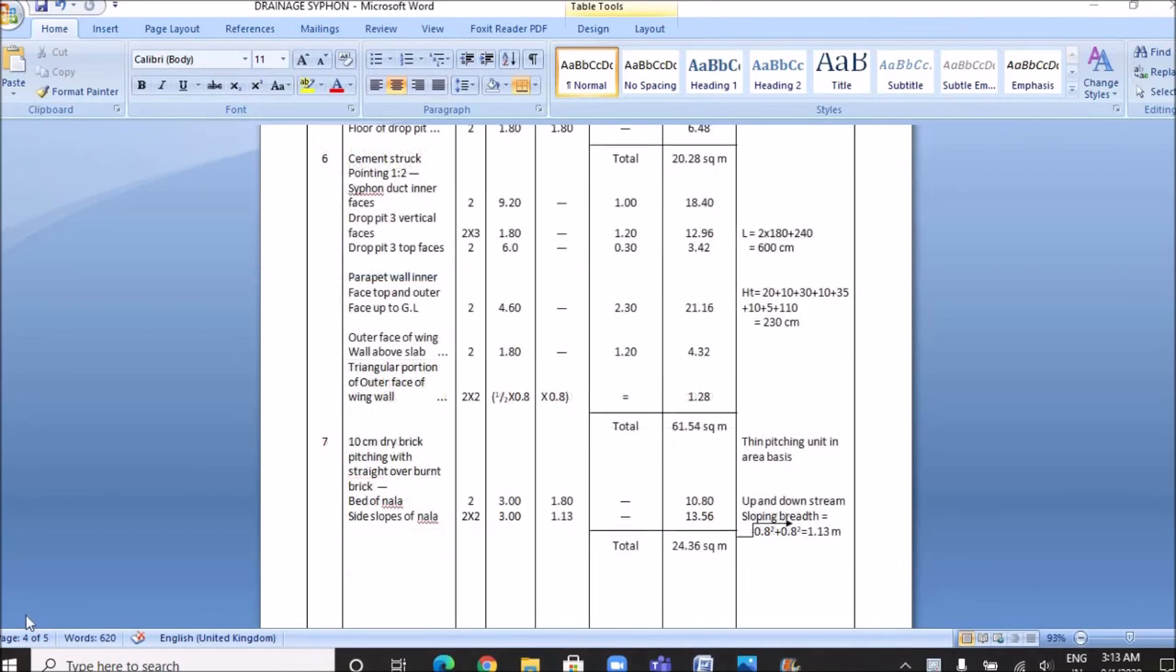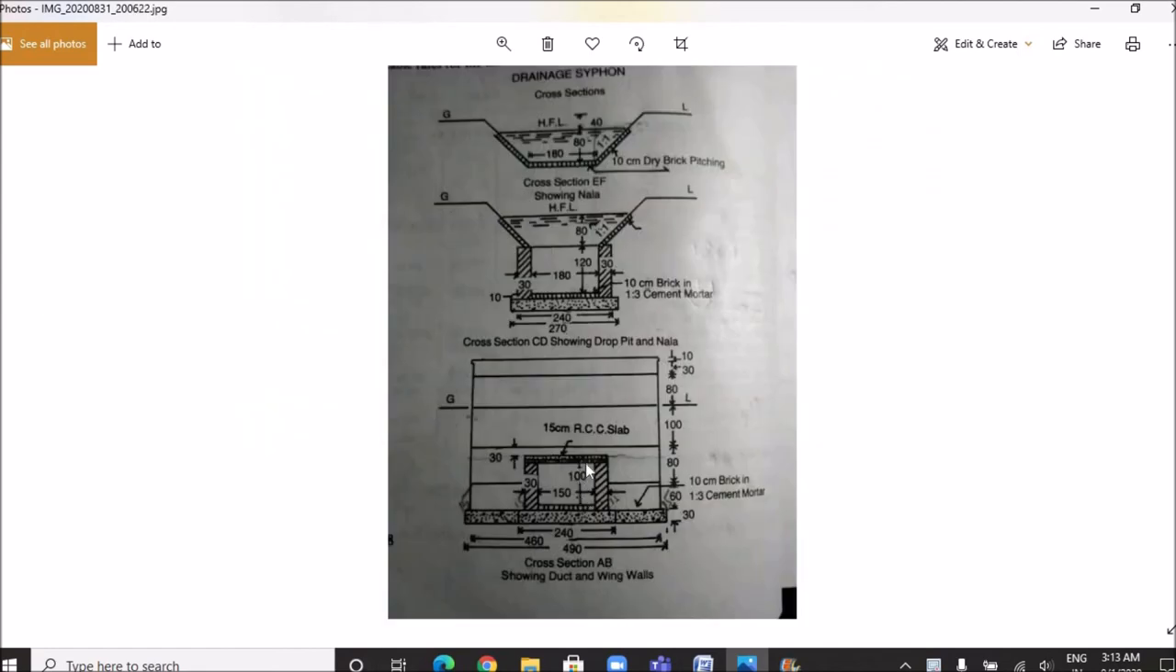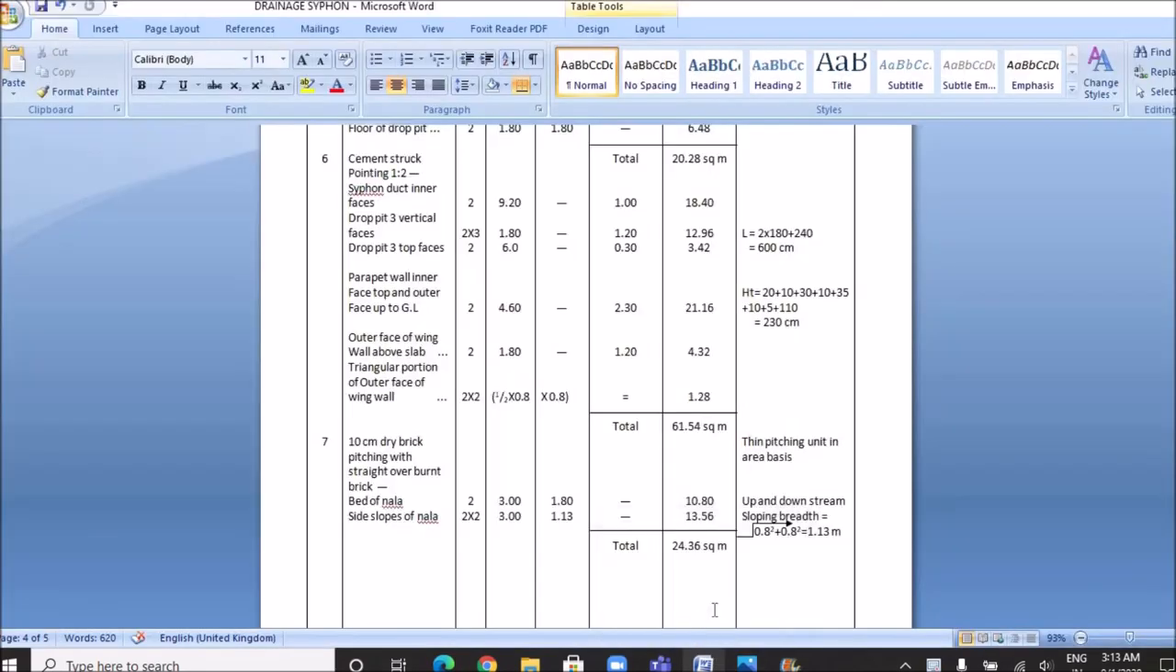Then next, cement pointing work is done for siphon duct inner face. So the length would be 9.2 meter and its height is 100 centimeter or 1 meter, and it is done on two inner faces, so the number would be 2. The quantity is calculated as 18.4 square meter.